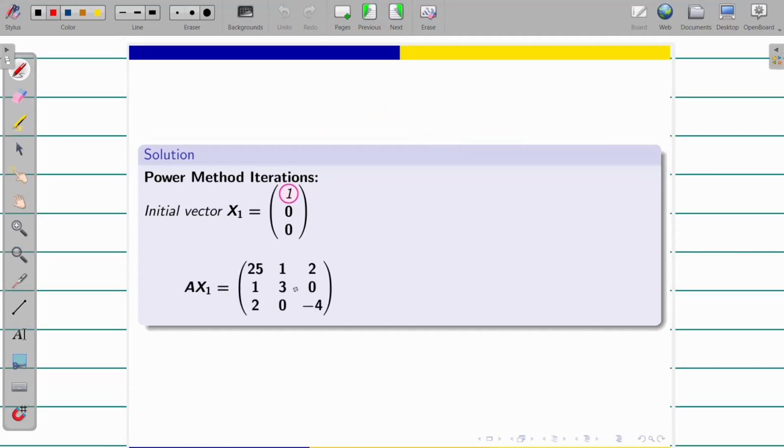A into x1. So A, I have taken the given matrix. I'm going to multiply this. You know how to do the matrix multiplication, row with the column wise. What will be the multiplication? It will be 25 plus 0 plus 0. Next multiplication 1 plus 0 plus 0. Next row 2 plus 0 plus 0. So the result will be what? 25, 1, 2. And the important thing is here, try to take the numerically largest value from this as common.